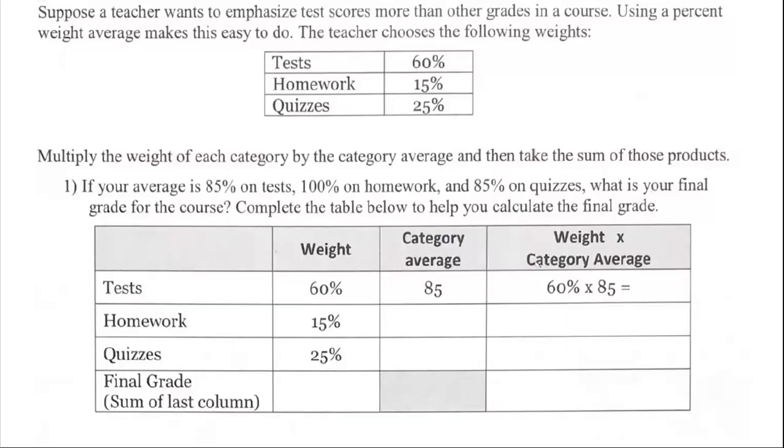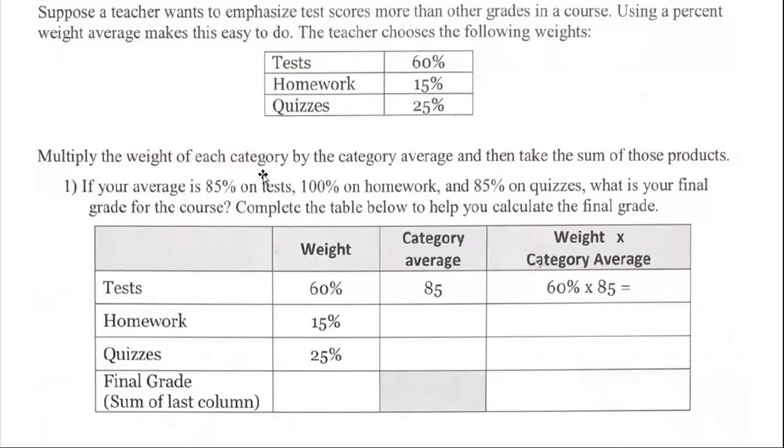All right, so here's another type of weighted average. It says, suppose a teacher wants to emphasize test scores more than other grades in the course. Using a percent weight average makes this easy to do. The teacher chooses the following weights. For tests, you get 60%, for homeworks, 15%, and the quiz is 25%.